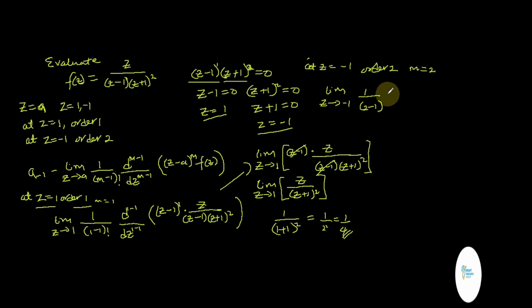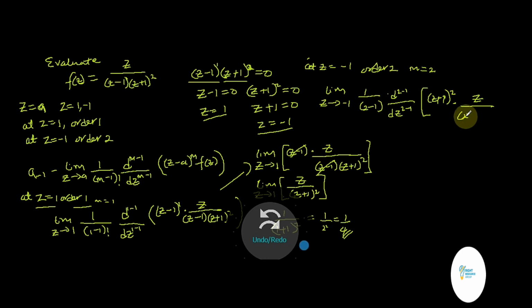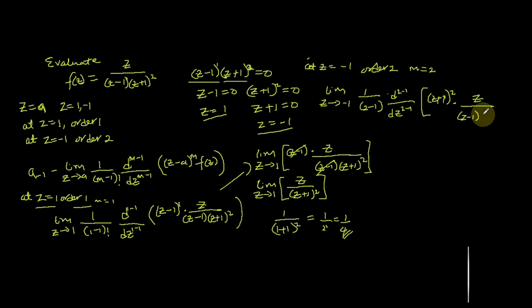Then we are going to have multiplying the 2 minus 1 divided by the z to the 2 minus 1, and this is into z minus, because we have minus 1 here, that minus we're going to have plus 1 here squared. Then this is multiplying the function z divided by z minus 1, into z plus 1 all squared.